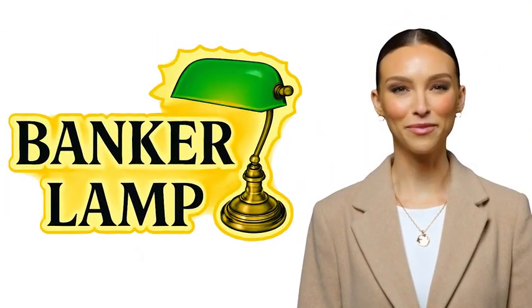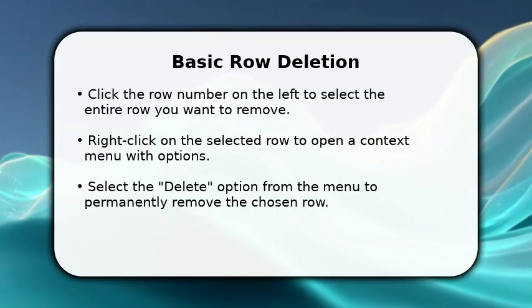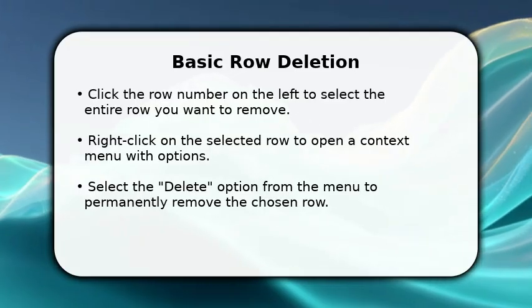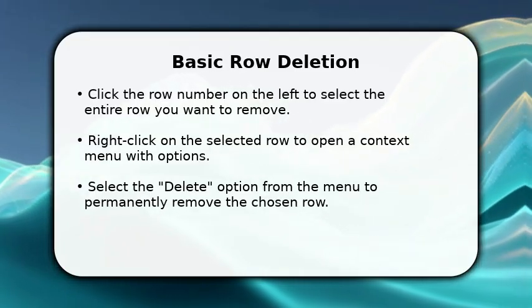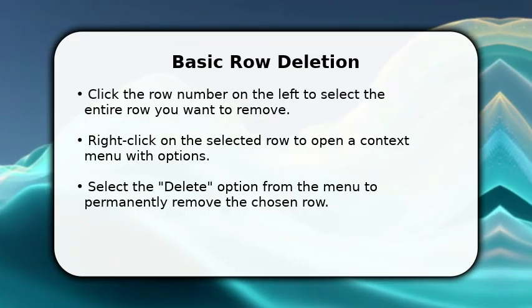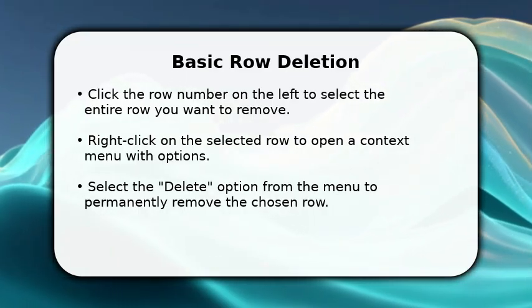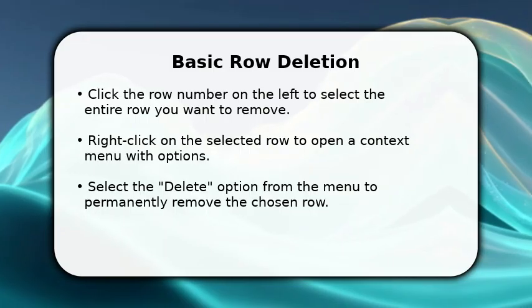Please enjoy the video. In this video, I will show how to Excel row delete. First, to delete a single row, simply click on the row number on the far left of your spreadsheet. This action will highlight the entire row.